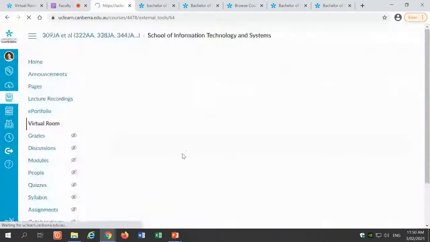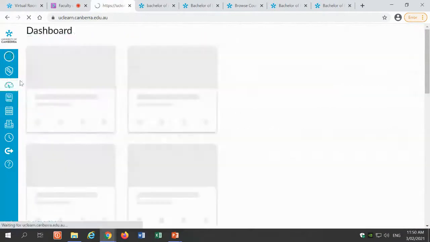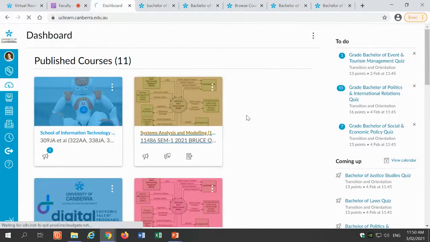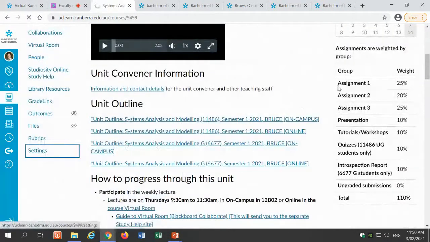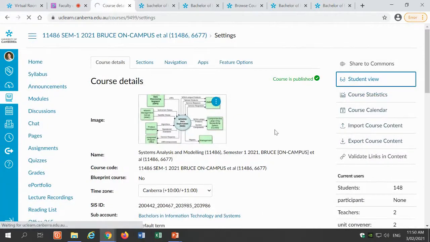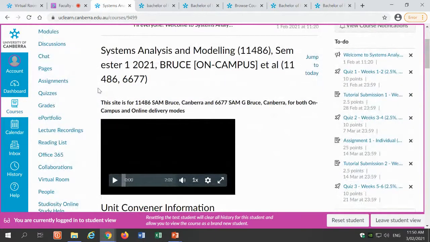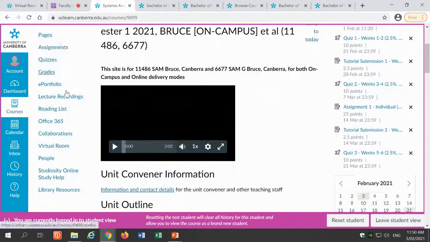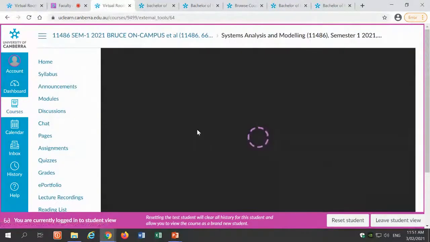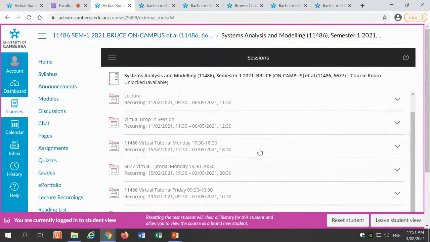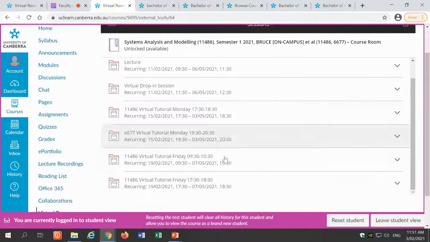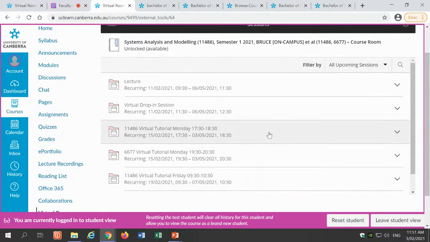In fact, I'll just very briefly show you my own Canvas site for the unit I teach, which is Systems Analysis and Modeling. I'll switch it to student view. Once it loads, this is a unit Canvas site. This is the unit I'm teaching this semester. Announcements and so on. Every unit Canvas site will be slightly different depending on what the unit convener does. But on the left, there'll be virtual room. If you click on virtual room, it will come up with a list of all of the sessions that are set up for that unit. As you can see, I have my lecture session set up, virtual drop-in, and the virtual tutorials set up for next week and the week after.